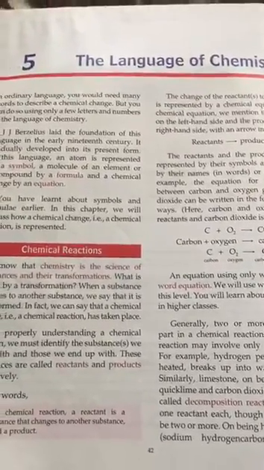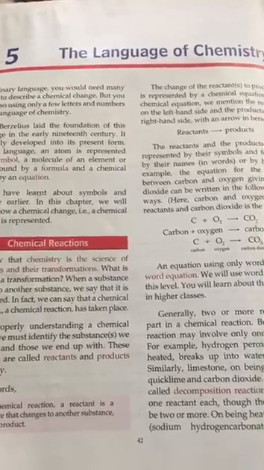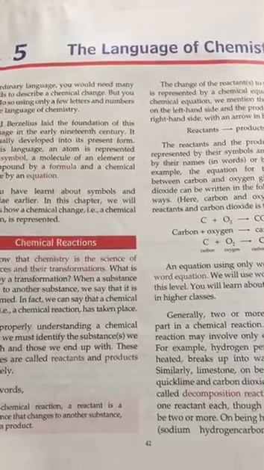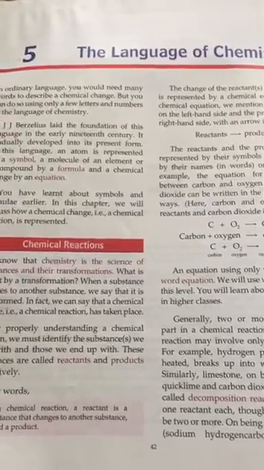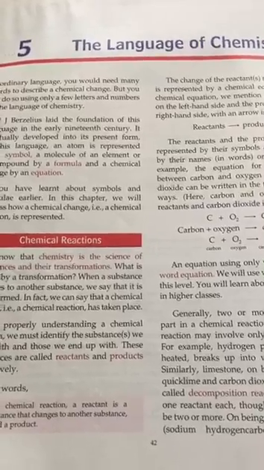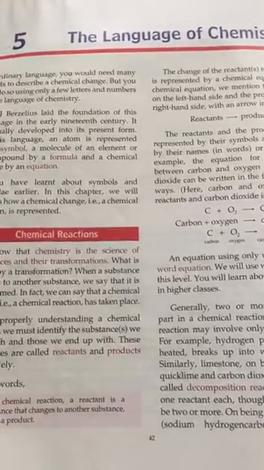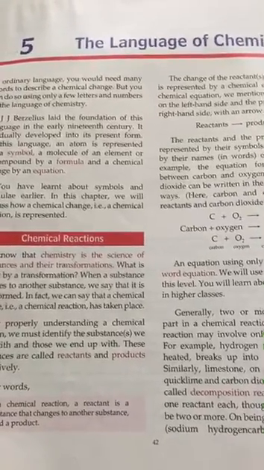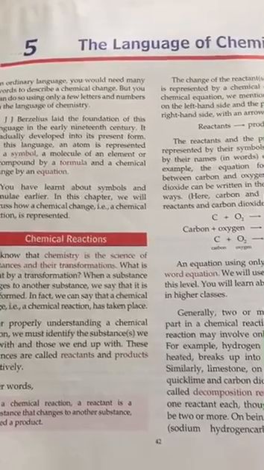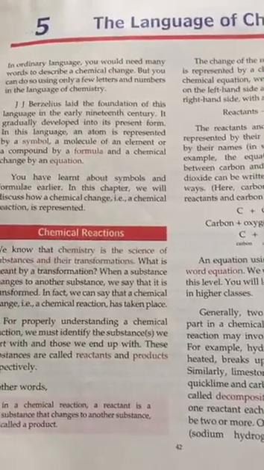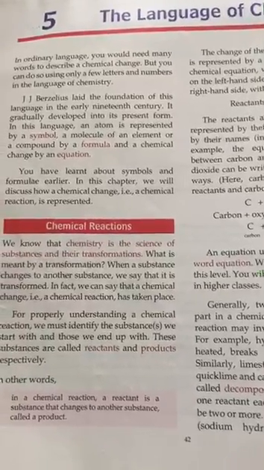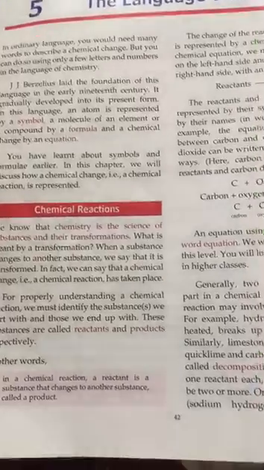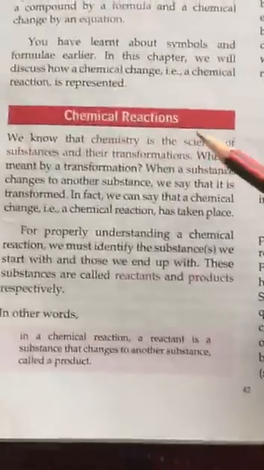Today we will start Chapter 5, the language of chemistry. As you know, the language of chemistry includes symbols, formulas and equations. Symbols and formulas you already learned. Now in this chapter we will learn about chemical reactions and equations. First is, what is a chemical reaction?